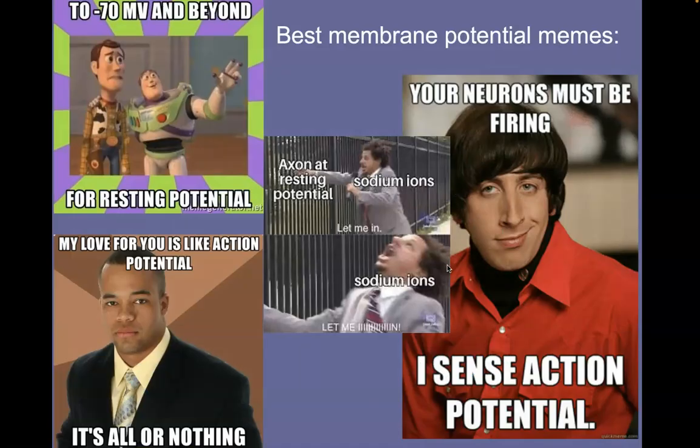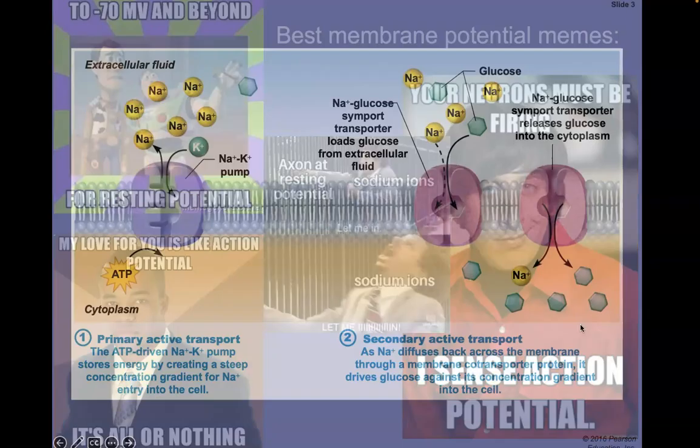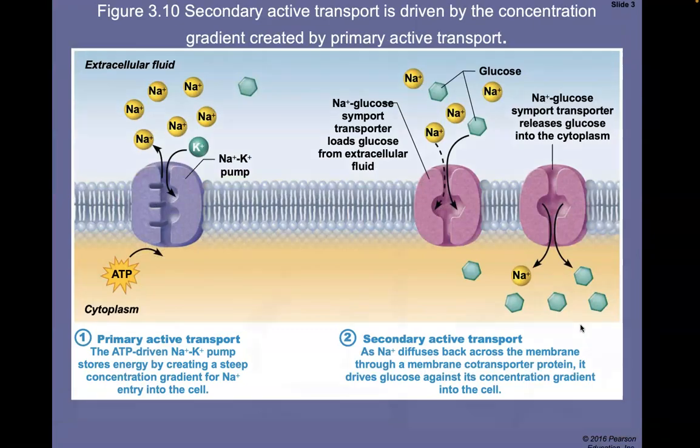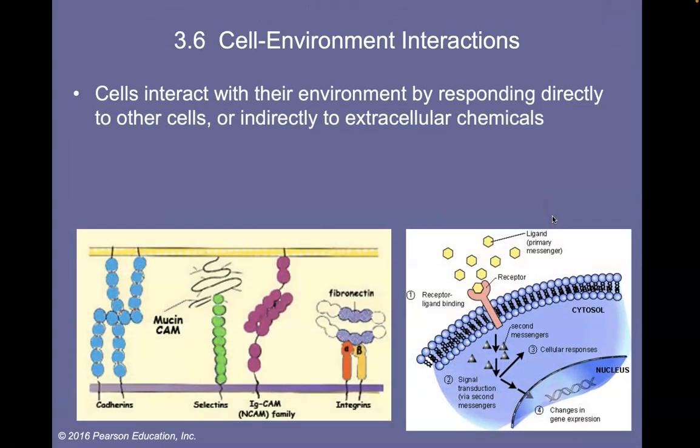So here are those lovely, I have these awesome memes on resting membrane potential, negative 70 millivolts and beyond for resting membrane potential. And your neurons must be firing. I sent action potential. So that's, again, what we're going to talk about when we upset resting membrane potential in neurons, and what's called an action potential. And again, this is just that example of secondary transport using those symporters.